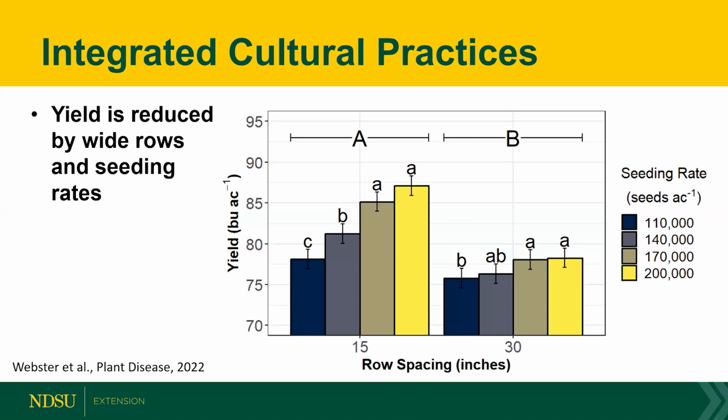And so this is one of our big takeaways within this particular trial: we recommend going to wide rows and low seeding rates in areas where white mold is an issue year in and year out, a major issue reducing yield. Now, in areas where white mold is not a problem, we do not recommend dropping seeding rates to around 110,000 seeds per acre or widening rows. So that is the caveat within this particular study.